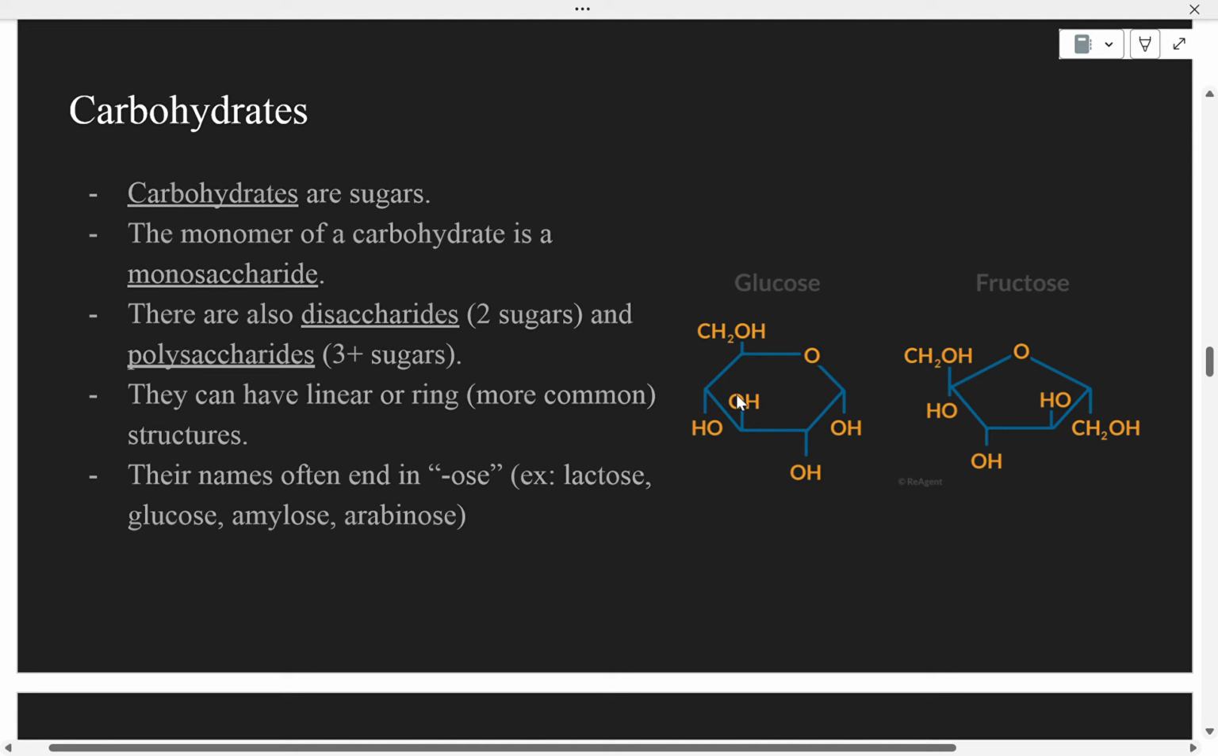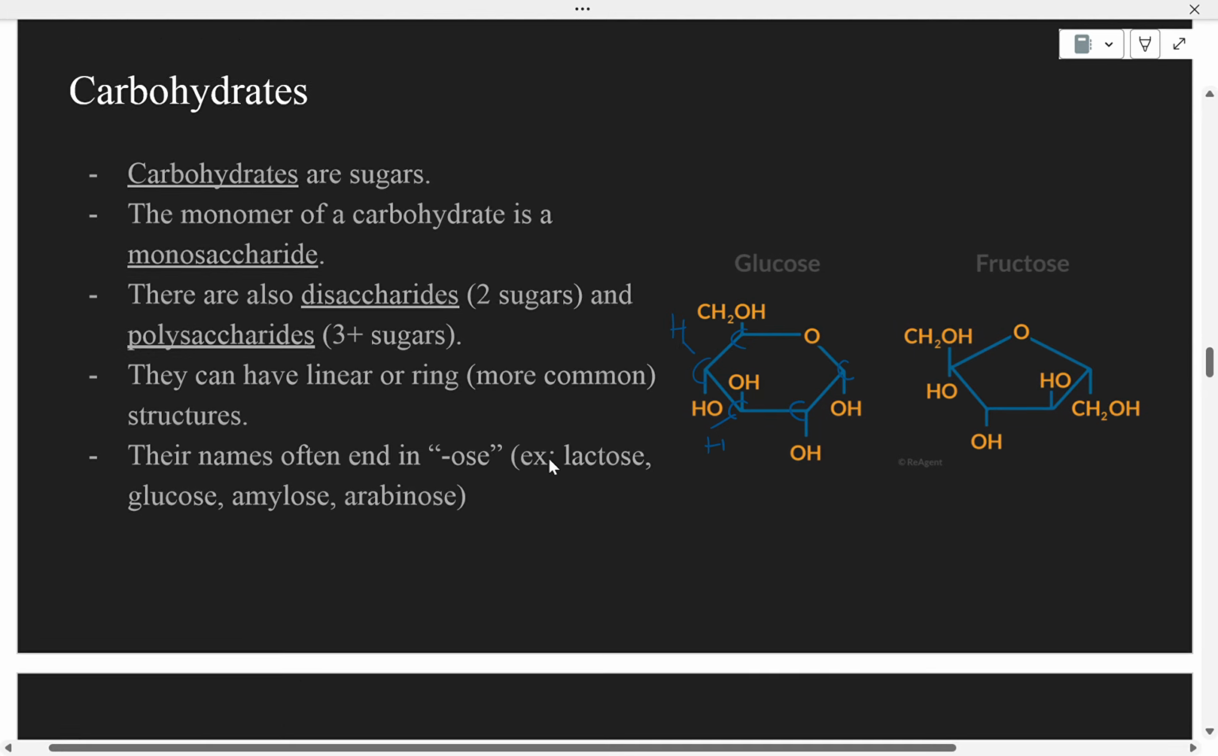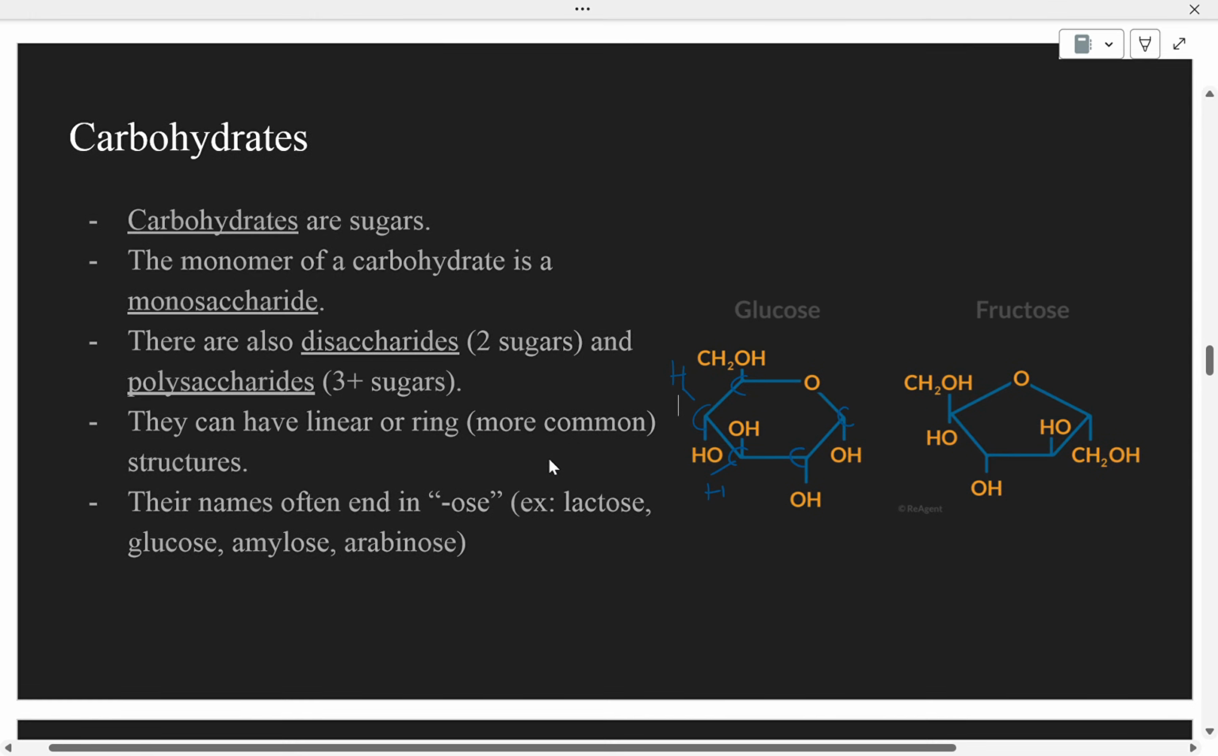So on the right side, you see glucose and fructose. You can see they have these hexagonal shapes here, and recall that each one of these intersections is a carbon atom here, and then, oh, that should be just one hydrogen, but you get the point. So we'll have hydrogens attached off of them that aren't drawn in, and same thing goes for this one. And then for naming, often if you see OSE at the end of a molecule, then you can assume that it's a sugar. So I've seen other examples here like lactose, glucose, amylose, arabinose, etc.